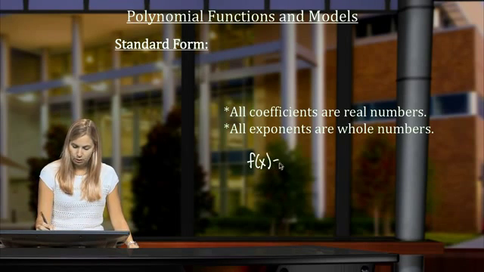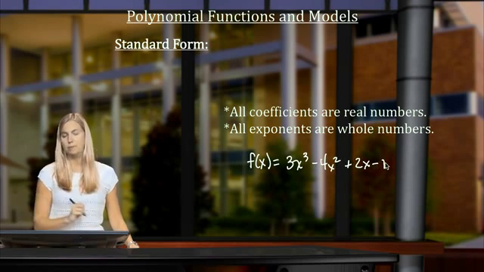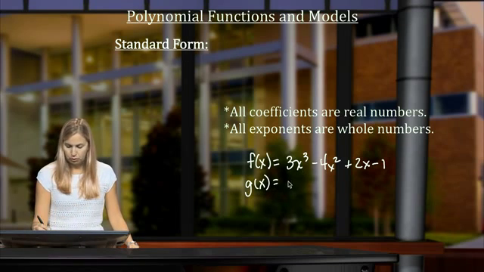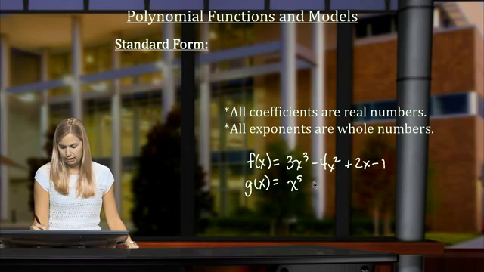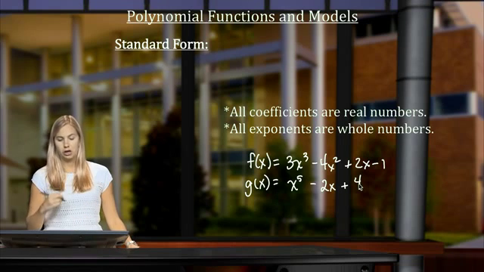F of x equals 3x cubed minus 4x squared plus 2x minus 1. Or g of x equals x to the fifth minus 2x plus 4. Both of those are examples of polynomial functions.